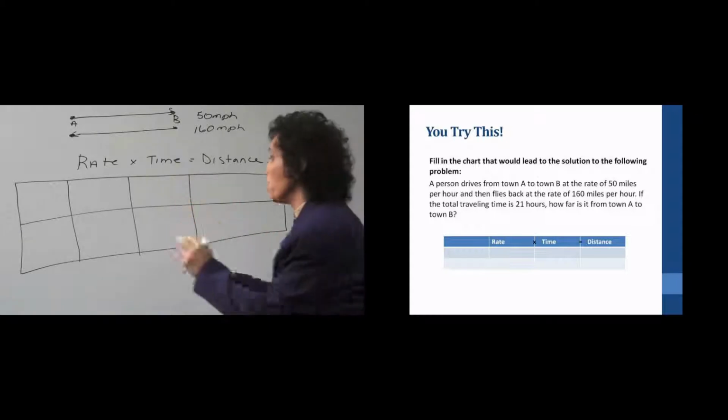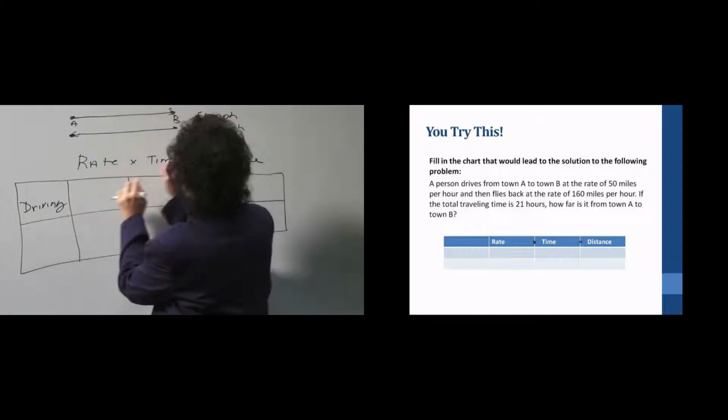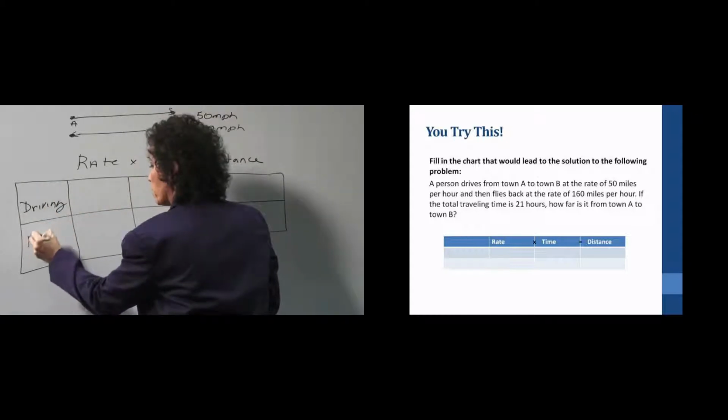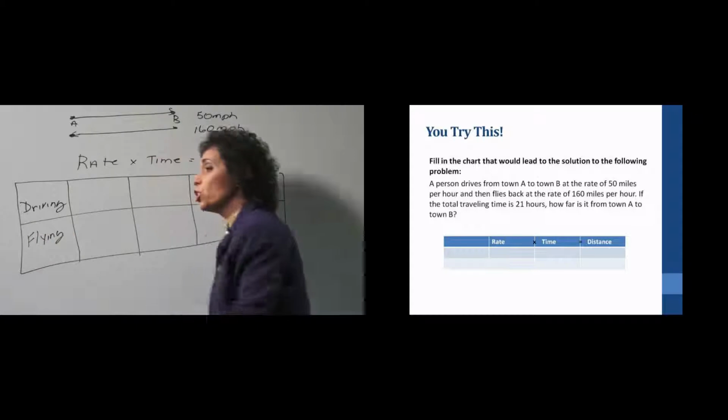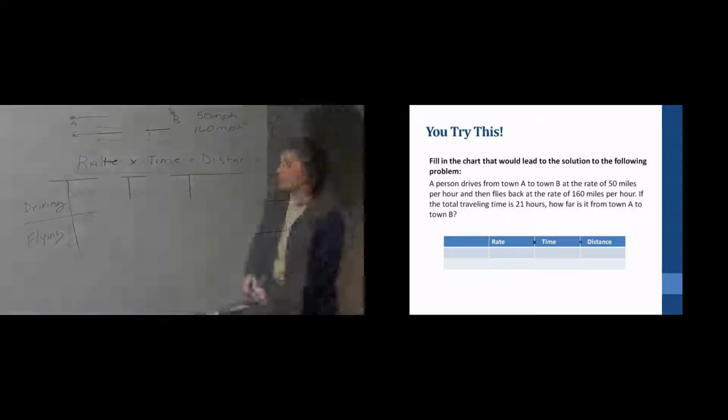Now, I'm going to help you out a little. What you got here is you got driving. This is what's different. These are the two different things, because there are different rates here. And you got flying. So I'm going to ask you to go to your workbook, stop the video, and fill in just the chart.